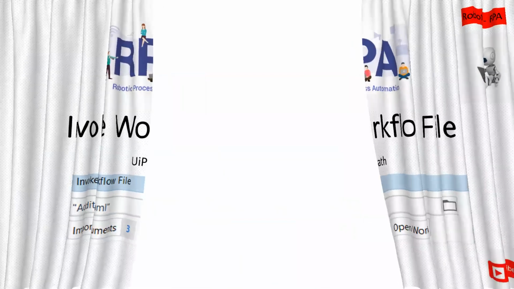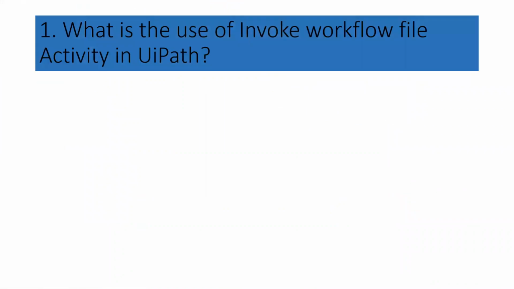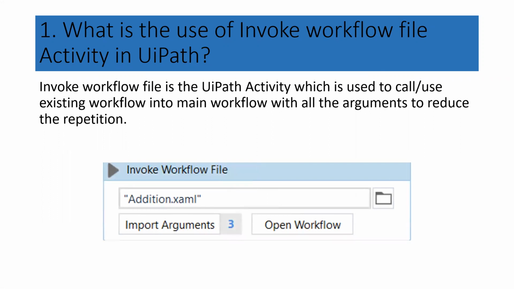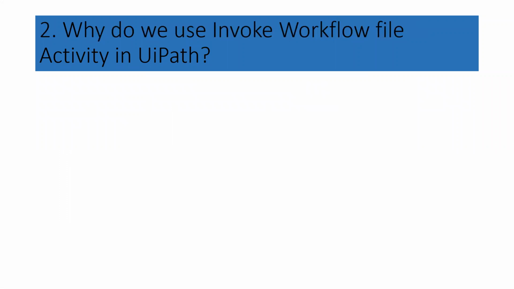Now I will tell you what the use of the Invoke Workflow File activity in UiPath is. Invoke Workflow File is a UiPath activity which is used to call or use an existing workflow in the main workflow with all the arguments, to reduce repetition. This is how the Invoke Workflow File looks.